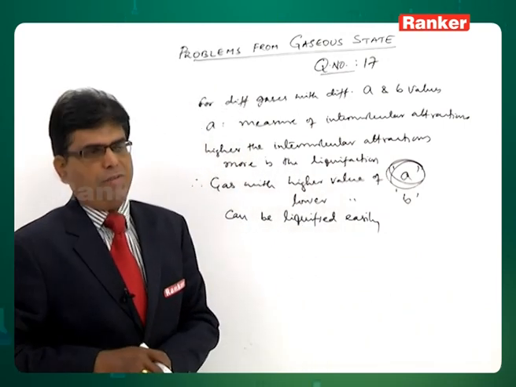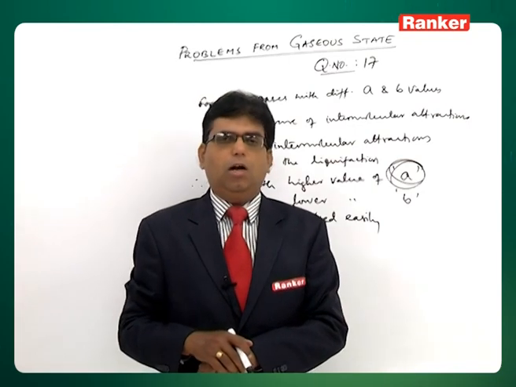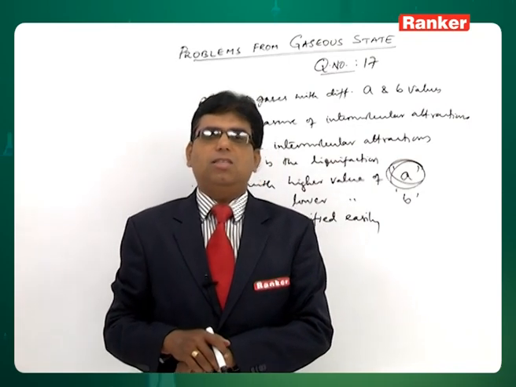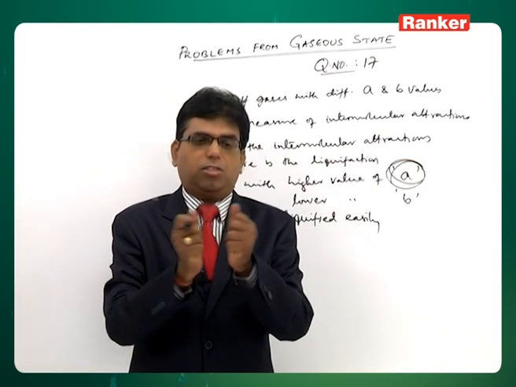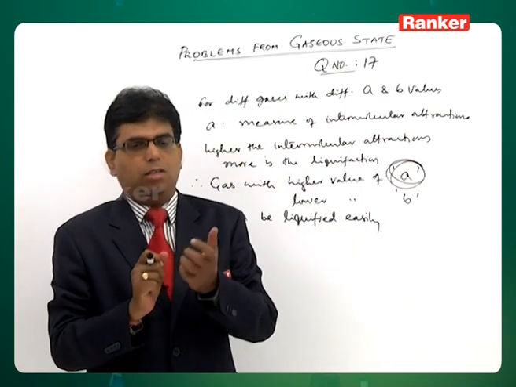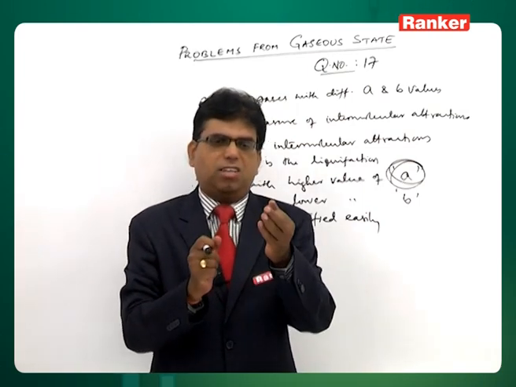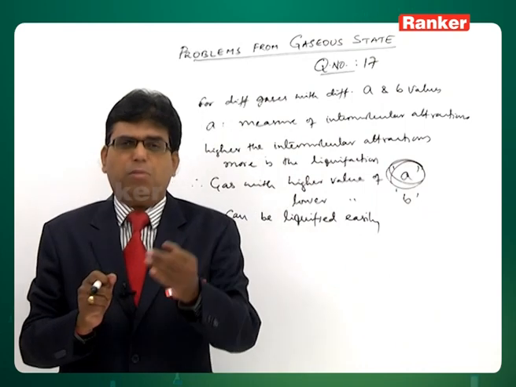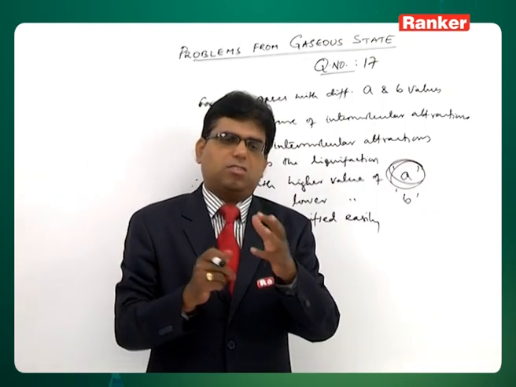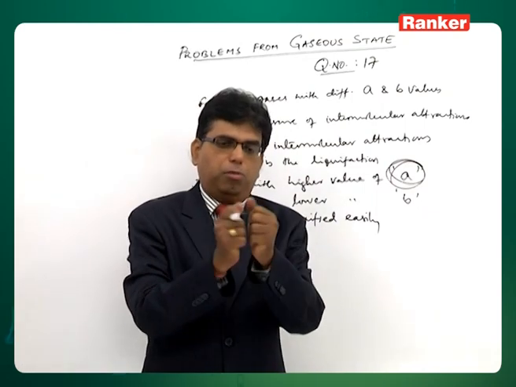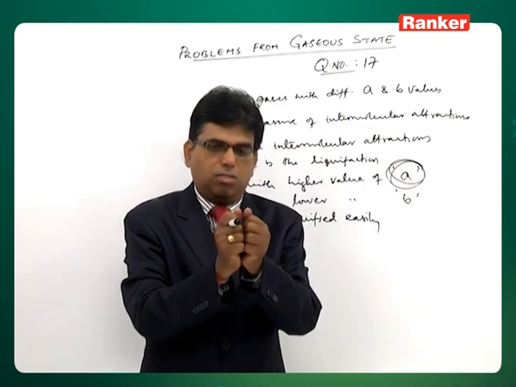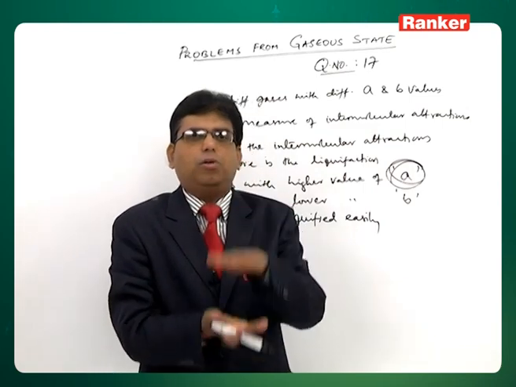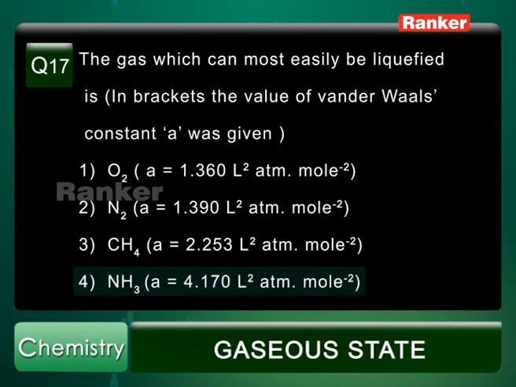So, higher value of A is for ammonia. So, is the reason that ammonia is the gas that can be liquefied easily, because in ammonia intermolecular attractions, hydrogen bonding exists, whereas in the other 3 gases, oxygen, nitrogen, methane, hydrogen bonding does not exist. So, due to hydrogen bonding, ammonia molecules are very close, attractions are very high. So, ammonia gas can be liquefied easily. So, the correct answer is option 4.